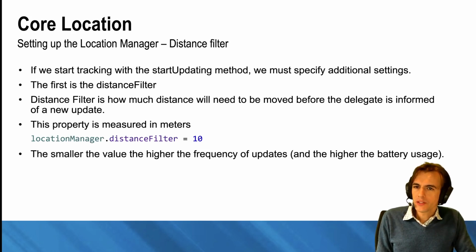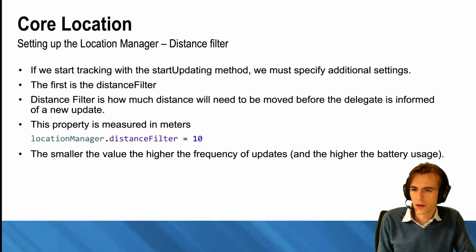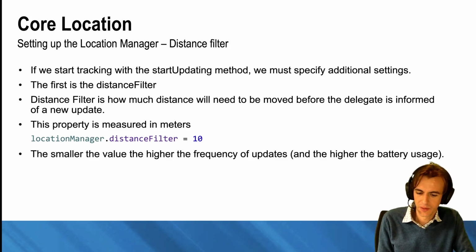As part of doing this, when we use the start updating method, you must specify some additional settings. One of these is distance filter. Distance filter is how much distance needs to be moved before the delegate is informed of a new update. And this is something in meters. So let's say you want updates every 10 meters, you would say locationManager.distanceFilter equals 10. The smaller the value, the higher the frequency of updates, the higher the drain on battery life. So the general rule is use this as little as you can, because otherwise you're going to decrease the phone's battery life.